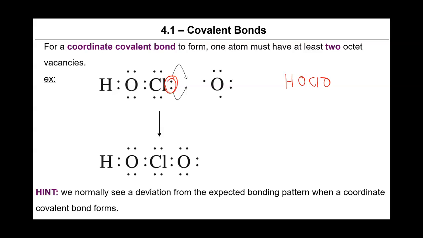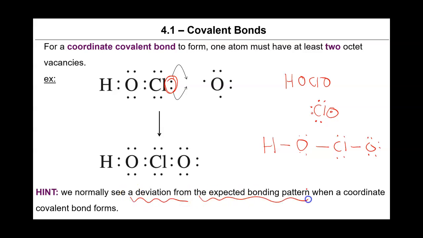So something that's unusual about this molecule is that we can see that chlorine here is forming two bonds, which is not what we would expect on the basis of its Lewis symbol, because on its Lewis symbol it only has one unpaired dot because it's in group 7A. And this is kind of typical to see unusual bonding patterns when we have a coordinate covalent bond. So we normally see a deviation from the expected bonding pattern when a coordinate covalent bond forms, and that can be an indication as to what is going on.